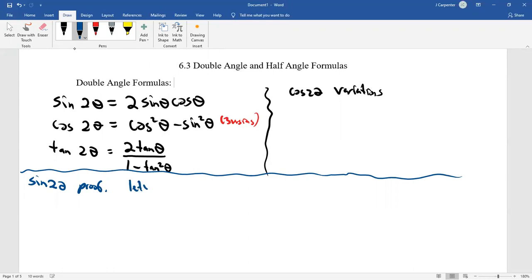Let's take the sine of alpha plus beta formula from the last section. But what we're going to do is call alpha and beta the same angle, and we're going to make them theta. So if alpha is 20 degrees, beta is 20 degrees, and that makes theta 20 degrees. I'm just saying they're all the same value.